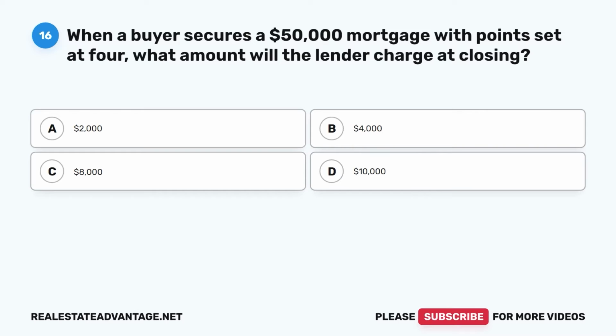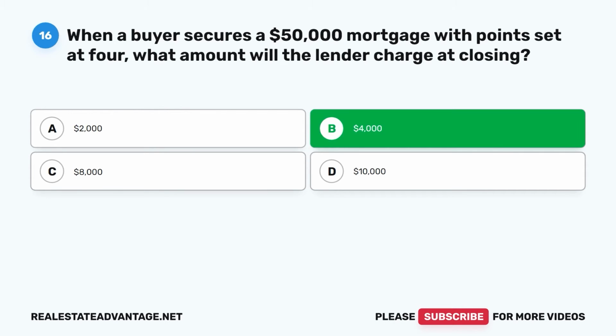Question 16. When a buyer secures a $50,000 mortgage with points set at 4, what amount will the lender charge at closing? A. $2,000. B. $4,000. C. $8,000. D. $10,000. The correct answer is B.